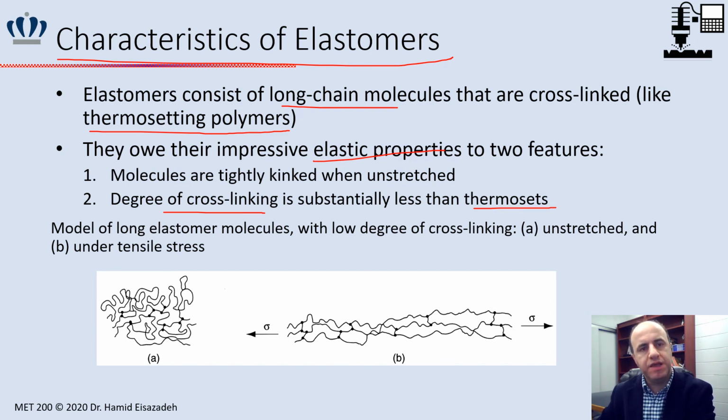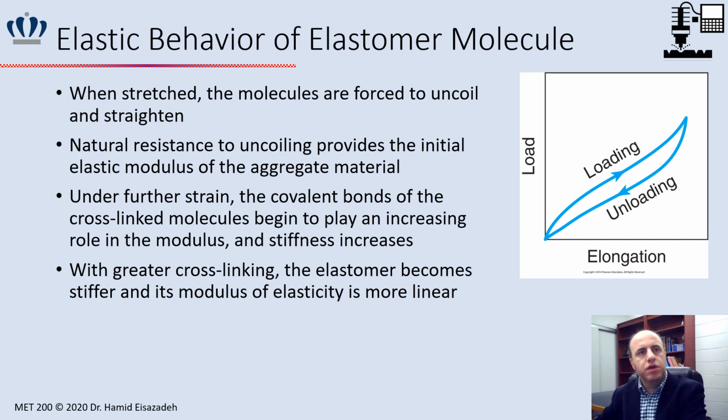Once the elastomer is cross-linked, then it cannot be reshaped. For example, in an automobile tire, once the large molecule has been formed for that tire, it cannot be softened or reshaped. When an elastomer material is stretched, the molecules are forced to uncoil and straighten. But there is a natural resistance to the uncoiling, which provides the initial elastic modulus.